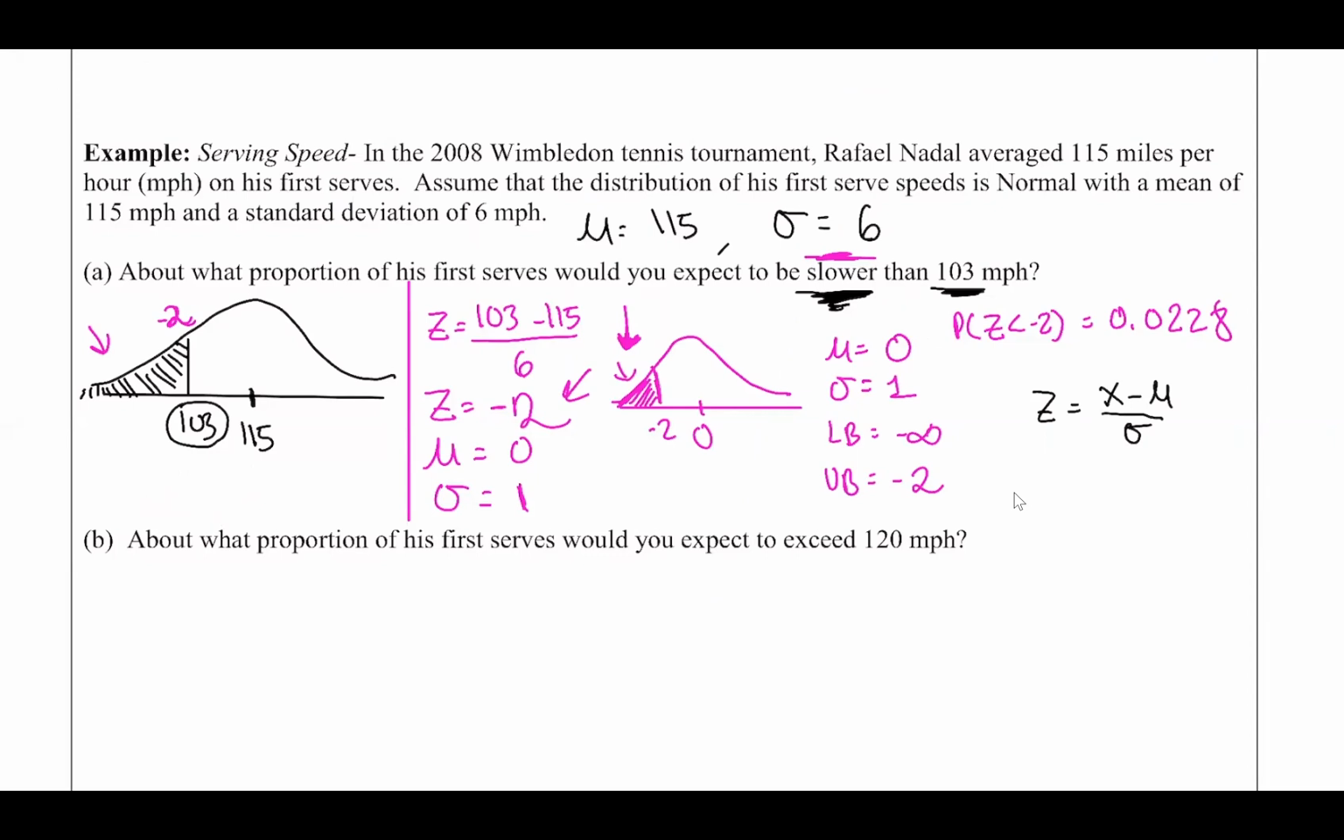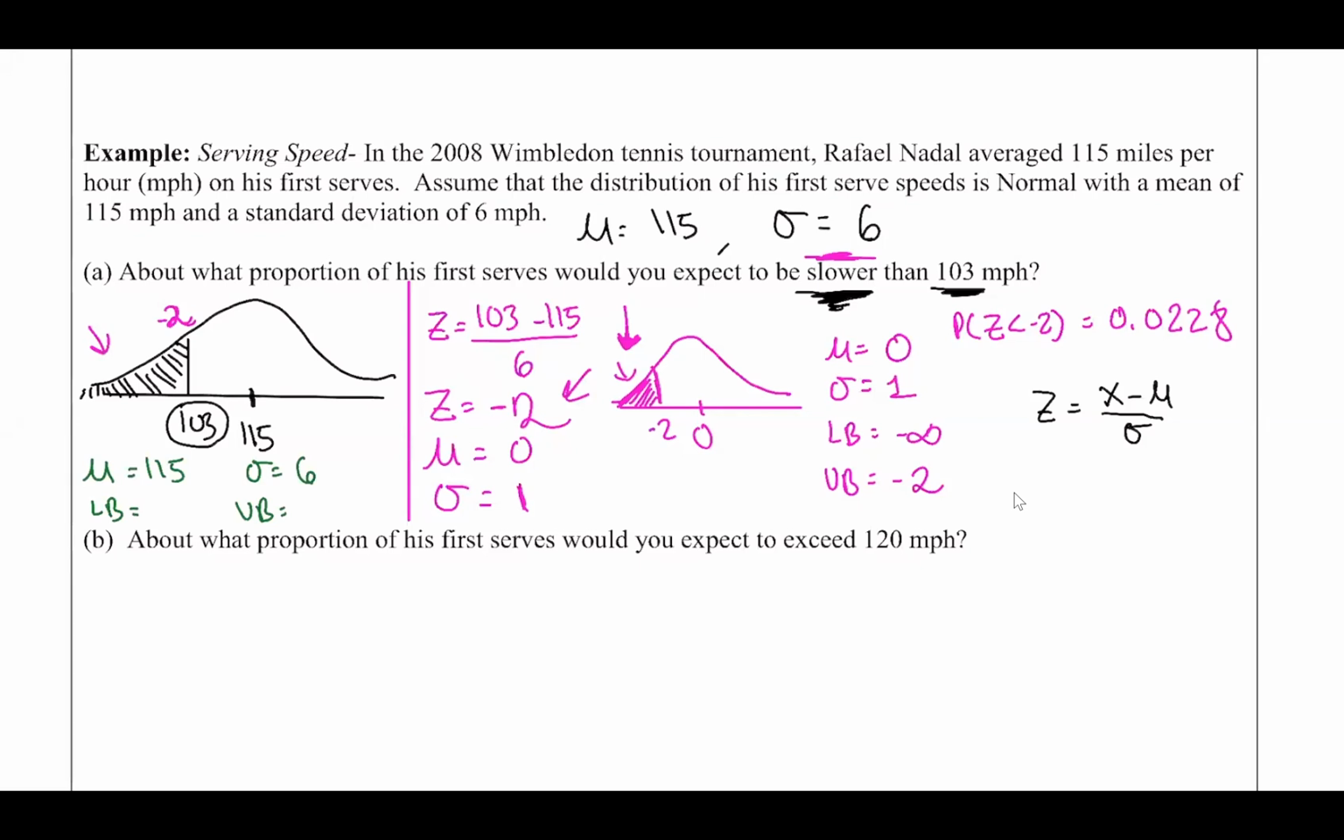But let's just say we don't want to do all of that work. We don't want to convert into the z-value. We just want to leave the mean and the standard deviation as is. So there's another way we could do this, and you might want to do it this way, but it is up to you. Say I just want to leave the mean as 115 and the standard deviation as 6. You could actually do that. So we say the mean is 115 and the standard deviation is 6.